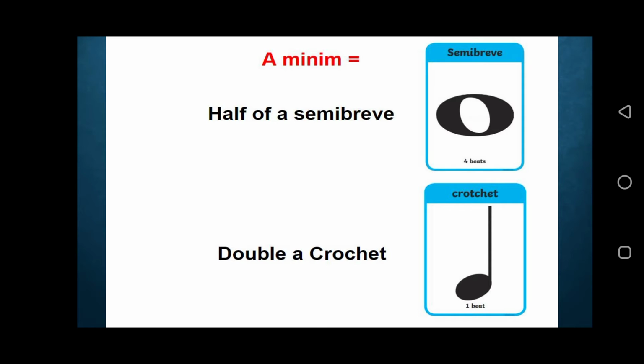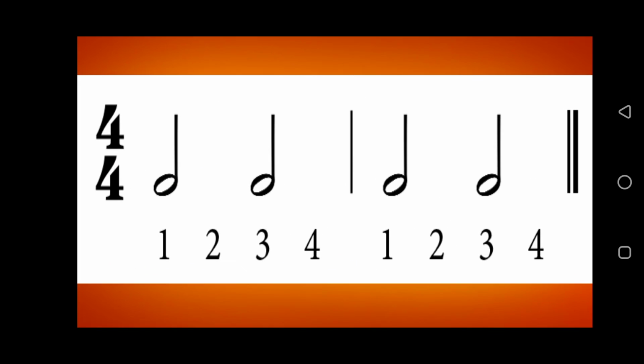So if you have 8, half of 8 is 4. If you have 4, half of 4 is 2. If you have 2, half of 2 is 1. If you have 1, half of 1 is half. And if you have half, half of half is quarter. And if you have quarter, half of quarter is what? 1/8. So that's how it goes on and on.